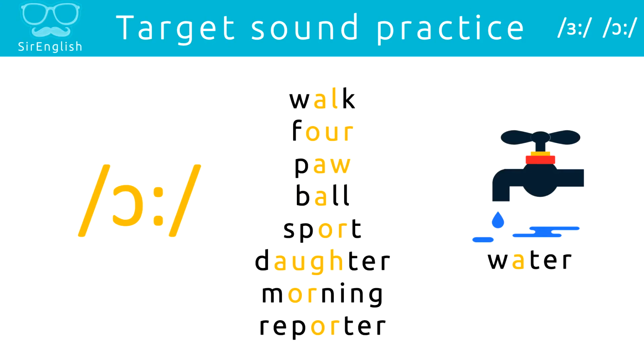Now, let's look at the second target sound. The sound is or. Remember the shape of the mouth, the lips are very, very rounded. Or, and it's a long sound. So let's start. Look at the words and repeat after me. Walk, for, pour, ball, sport, daughter, morning, reporter, water.